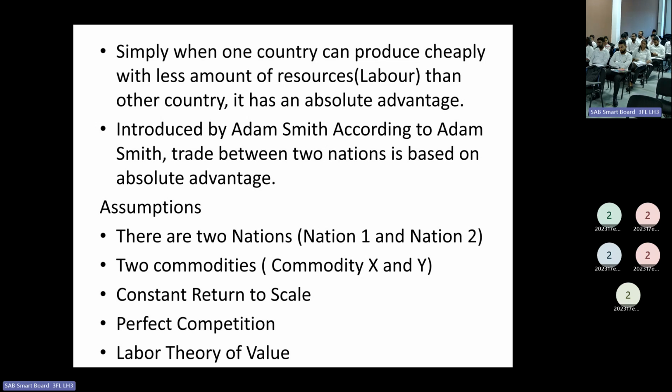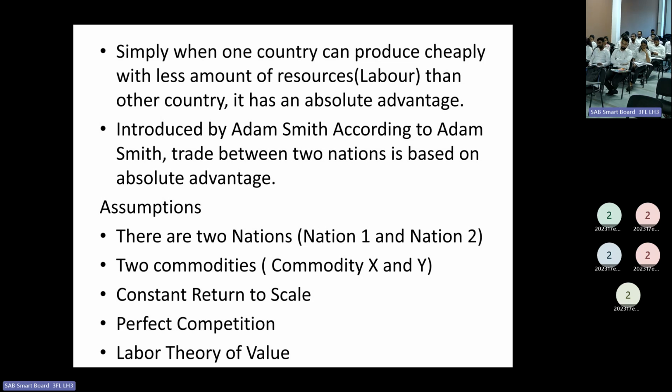Utilizing the resources, here we take labor. So we take labor only, so output mainly depends on labor. That is something we talk about in short-term production. If we can produce at a lower cost, cheaply, by utilizing the resources in an optimum manner, that country has the absolute advantage.